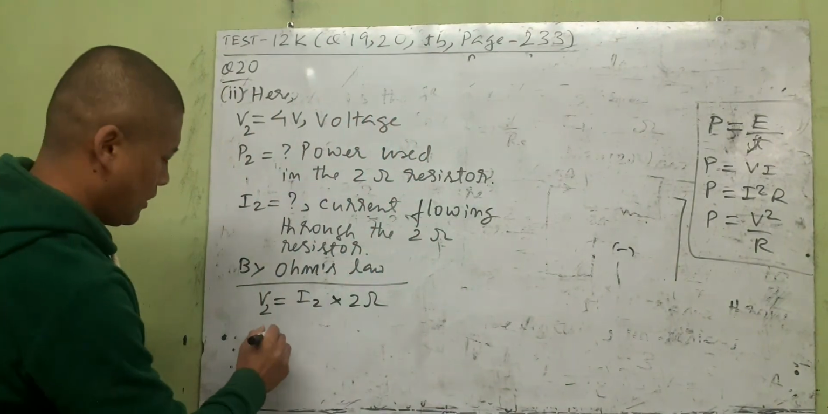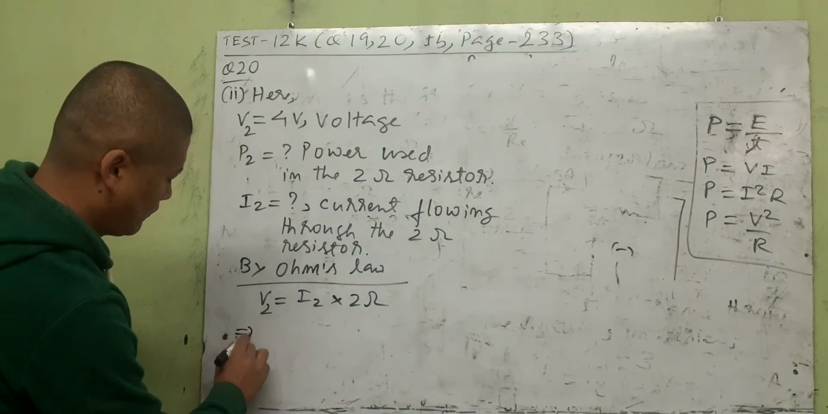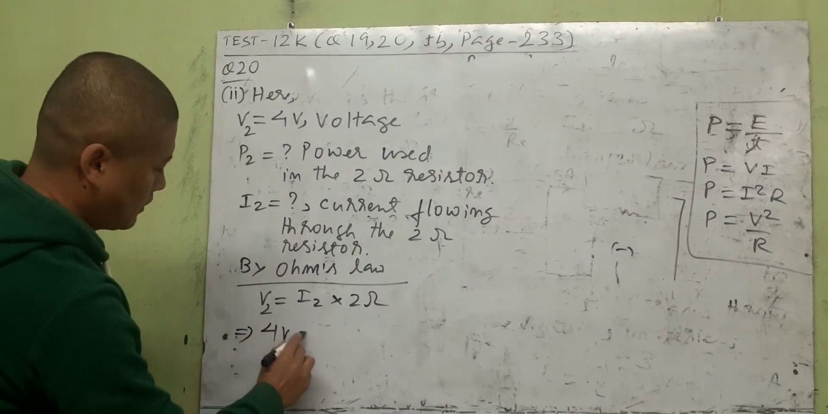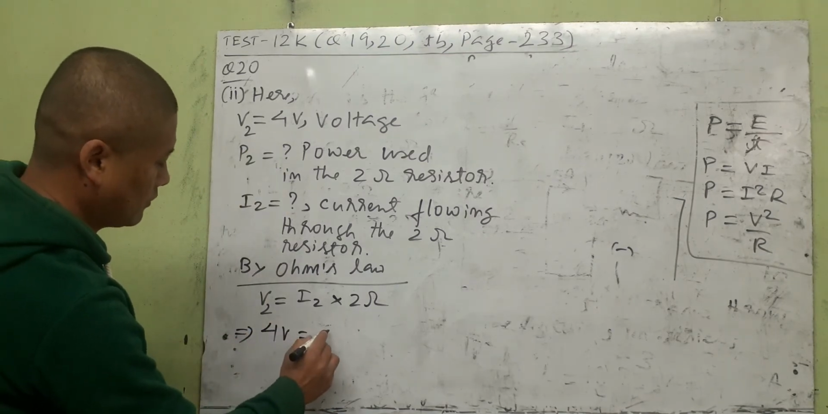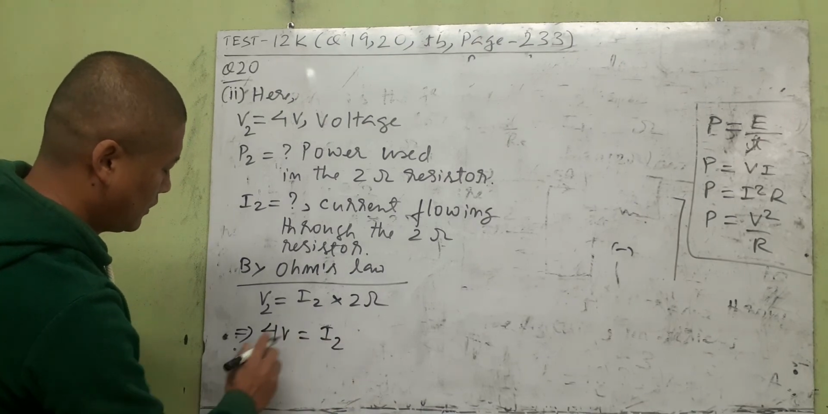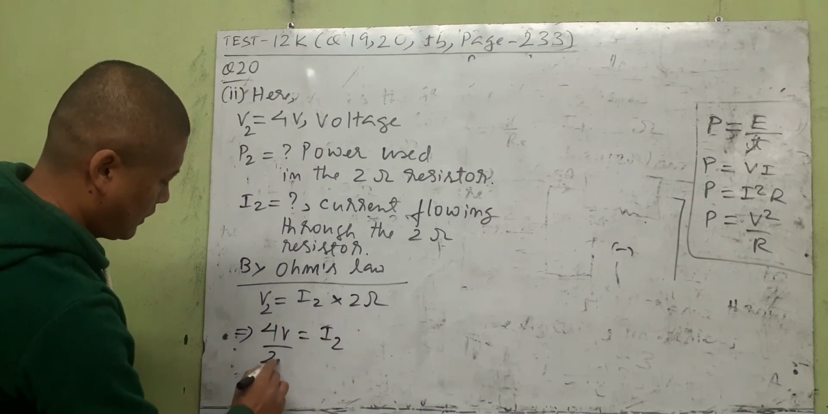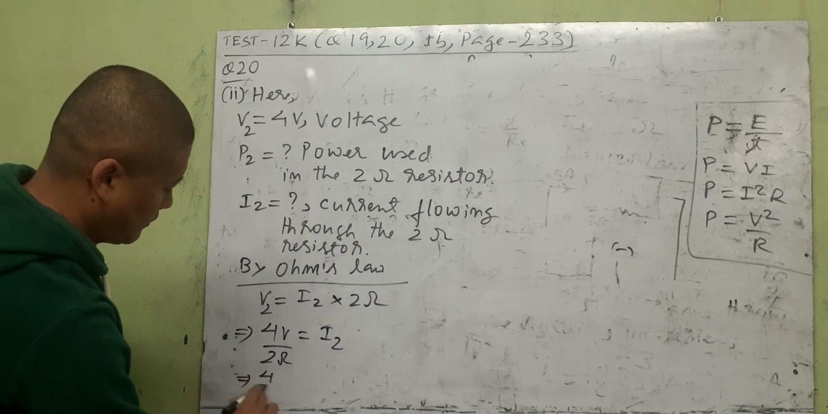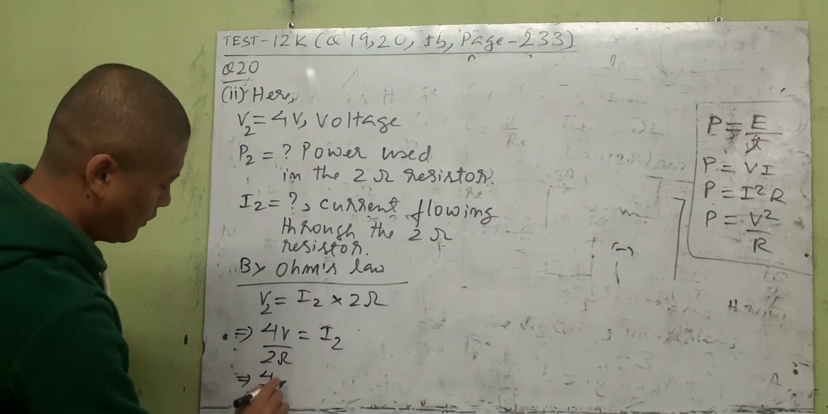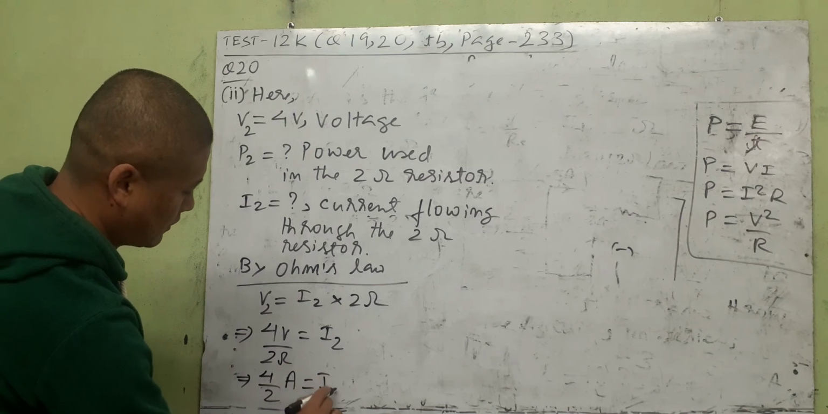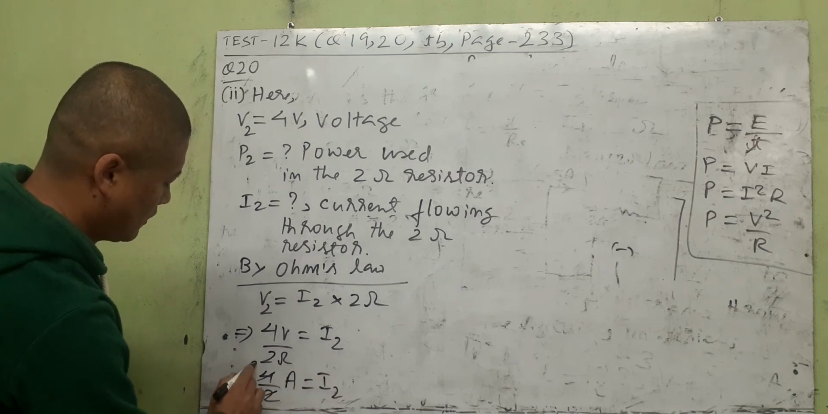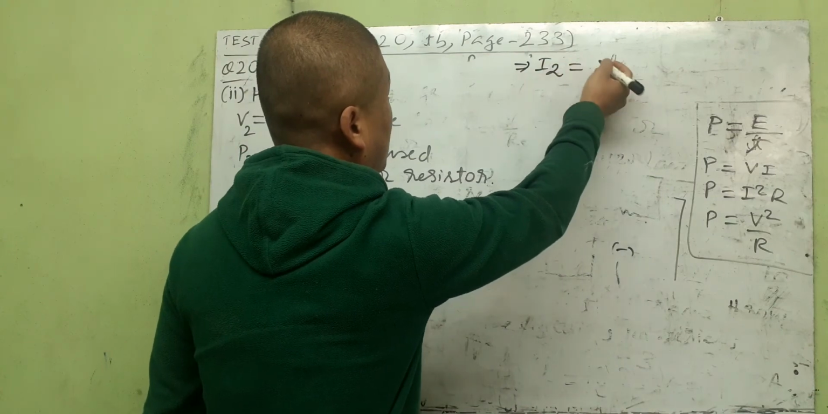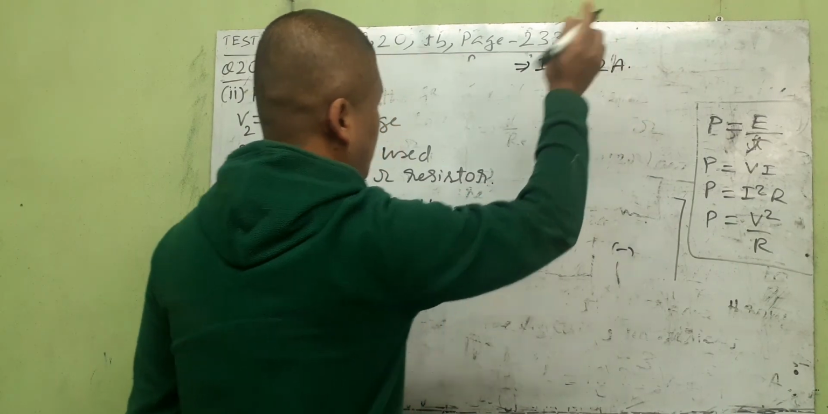And so how do you get this? That gives you V2, here 4 volts, is equal to I2, we don't know, so just keep it, and these 2 ohms we can shift down, so that will give you 4 divided by 2. Volt by ohms is ampere, so this is I2. 2 2s are 4. So current in the second case when they are in parallel is 2 ampere.